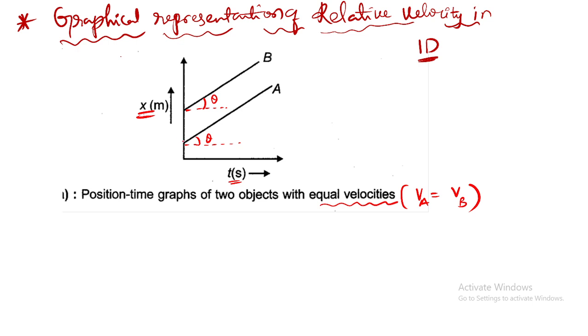If they start from the same point, they can be caught easily. But if they start at different positions, they'll never meet. Will parallel lines meet at any point? No. So you should understand the logic. Velocities are equal because the slopes, m equal to tan theta, are equal. So tan theta is a constant. It is correct.